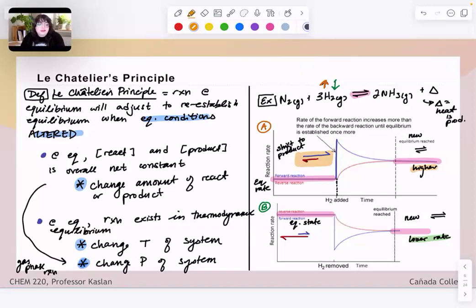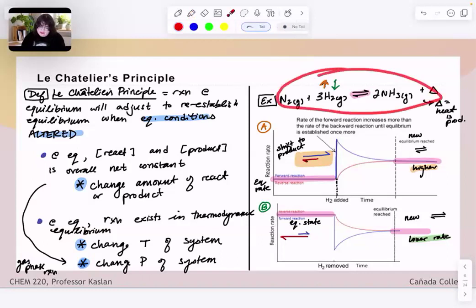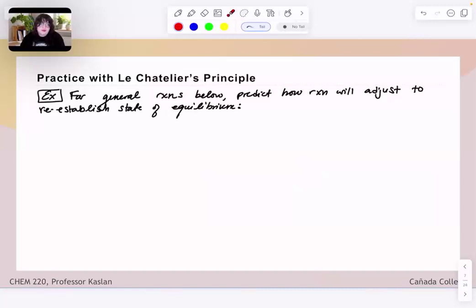So on the next slide, what we're going to do is practice predicting how reactions like this one might be affected by changes in quantities of substances at equilibrium, changes in temperature of the system at equilibrium, or if we're looking at gas phase reactions, the change in pressure of the system. So let's look at a couple of general reactions. Let's predict how the reaction will adjust to reestablish the state of equilibrium upon some kind of change.